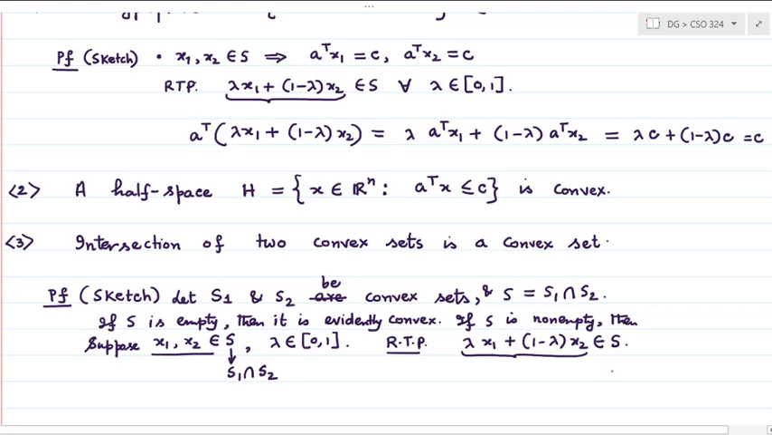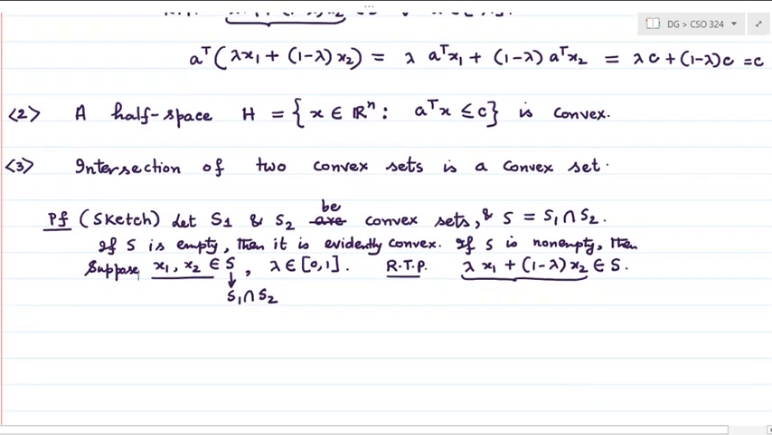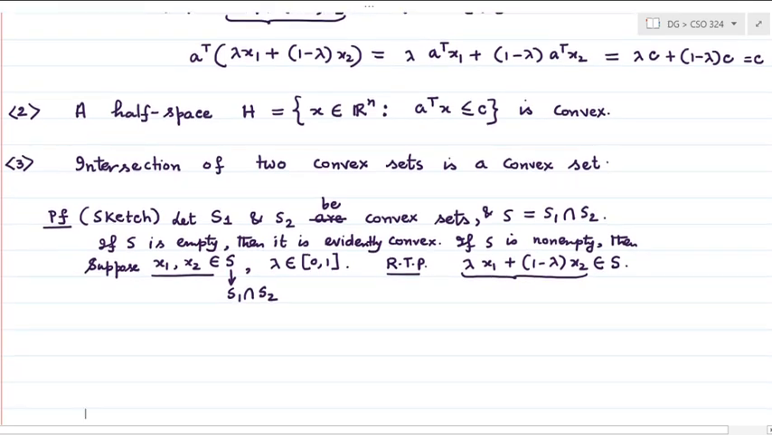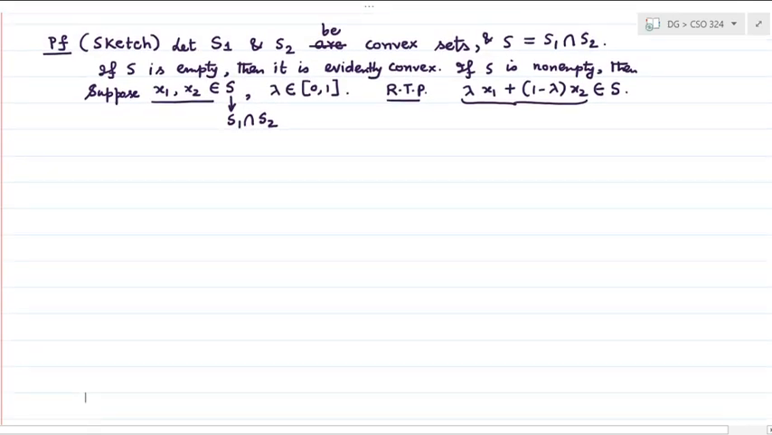Now I ask a question here: is the union of two convex sets a convex set? The answer is negative. The union of two convex sets may not be a convex set.